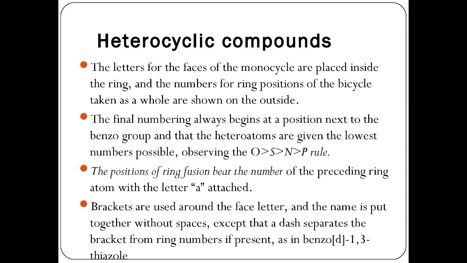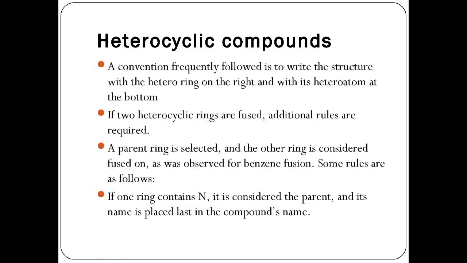The final numbering always begins at the position next to the benzo ring, and the heteroatoms are given the lowest possible numbers, observing the priority oxygen, sulfur, nitrogen, and phosphorus. The position of ring fusion bears the number of the preceding ring atom with the letter a attached. Brackets are used around the face letter and the name is put together without spaces, except that a dash separates the bracket from ring numbers if present, as in benzo[d]-1,3-thiazole.